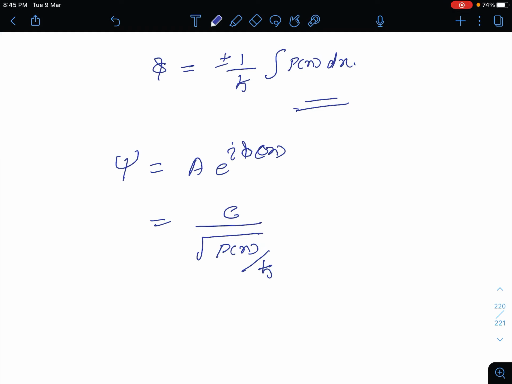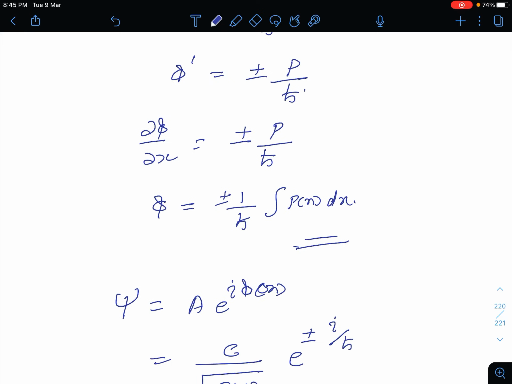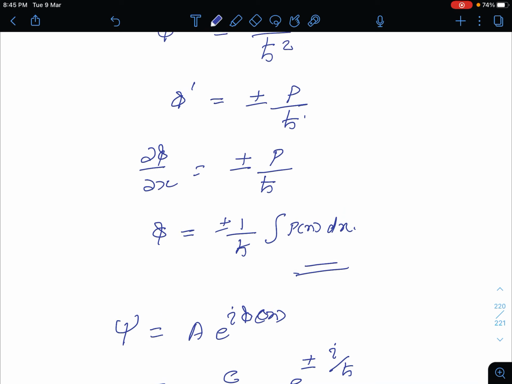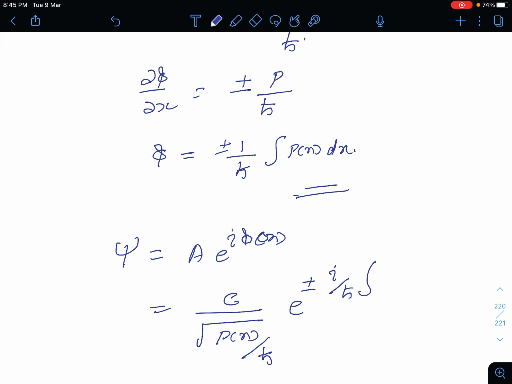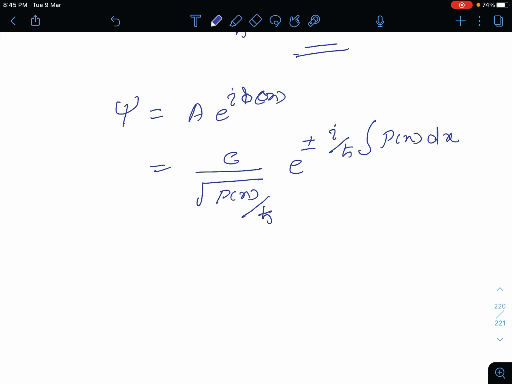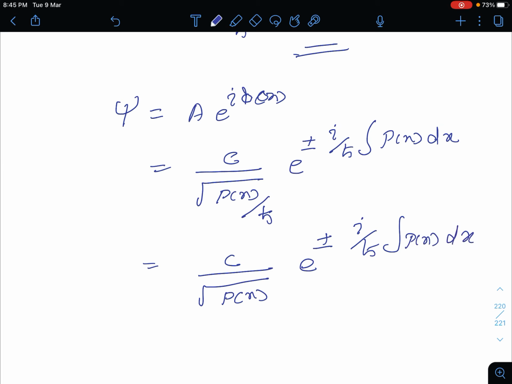Okay, so that's what I am writing here. Then e raised to plus or minus i by h cross phi of x, i by h cross integral p of x dx. So this h cross can be absorbed into c, so this is c divided by root of p of x, e raised to plus or minus i by h cross integral p of x dx. So that is the psi you will be looking for.